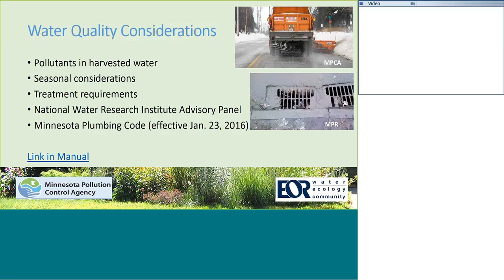And then there's a brief mention again in this section of the Minnesota Plumbing Code, which went into effect January of last year, for the manual.